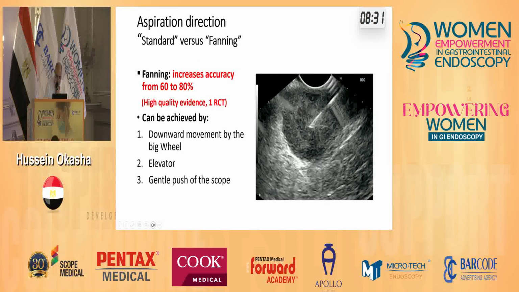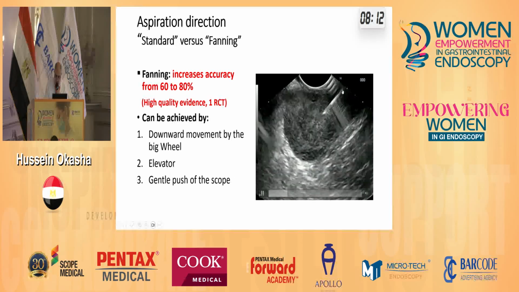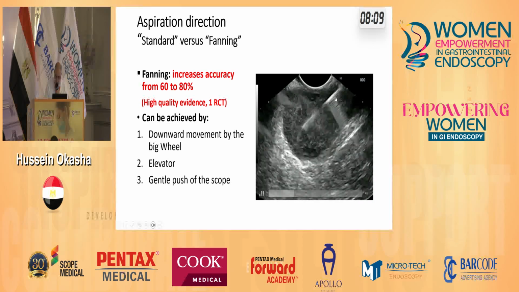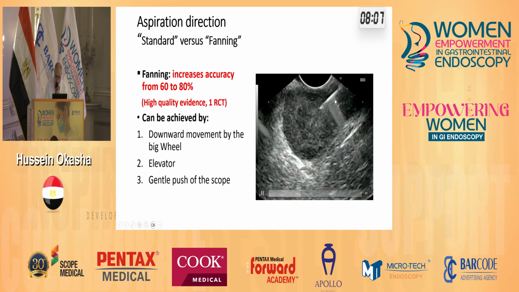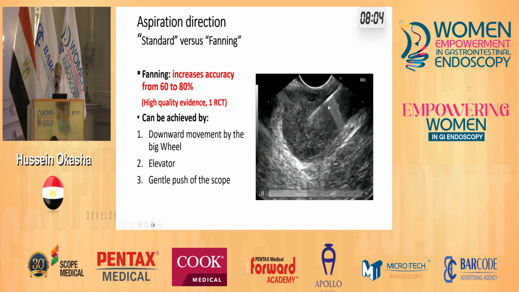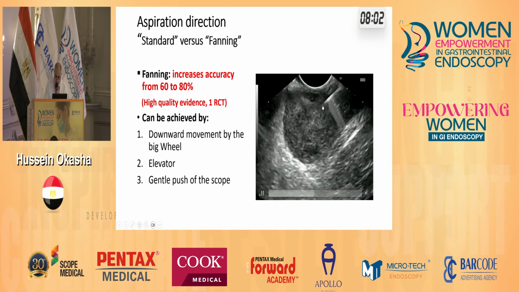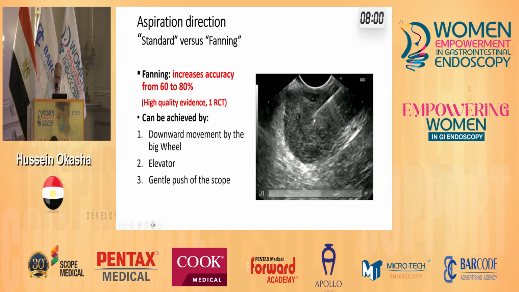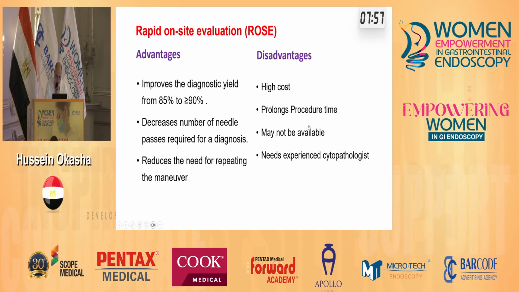Direction, aspiration direction. The most important item in obtaining adequate fluid is the fanning technique. It increases the accuracy from 60 to 80%. We can do the fanning technique by downward movement of the big wheel, or by the elevator, or by gentle push of the scope. This is the needle tract, and then by the elevator we can change the direction of the needle to get tissue from many parts, or more than one part of the lesion.